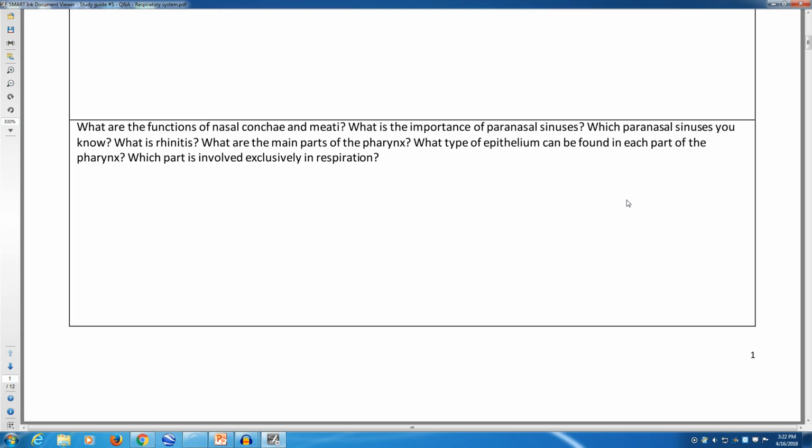Rhinitis, inflammation of sinuses and nasal cavity. Main parts of the pharynx, 3. Are we clear about main parts? We good? Nasopharynx, laryngopharynx, type of epithelium, pseudostratified ciliated, stratified squamous. Only the nasopharynx is involved in respiration.